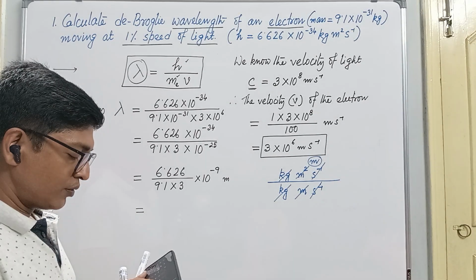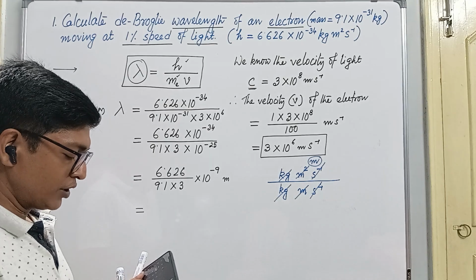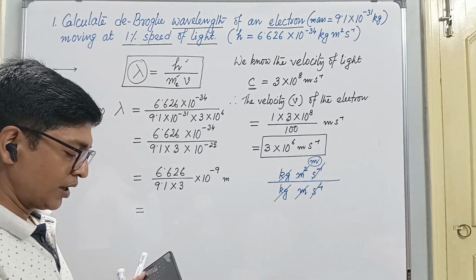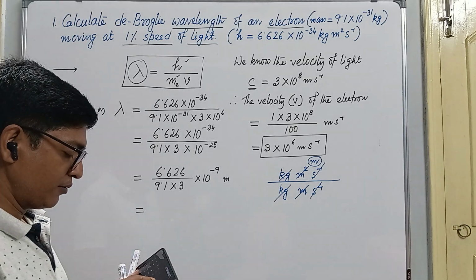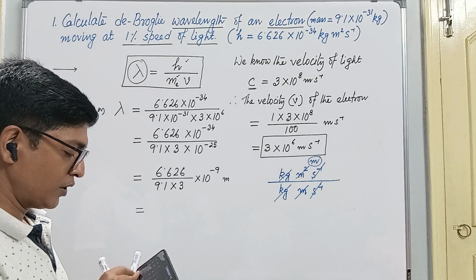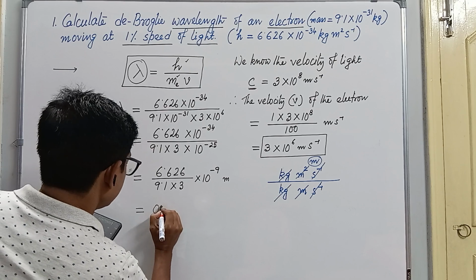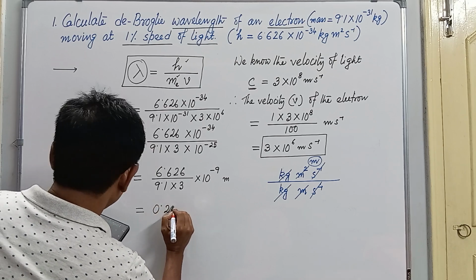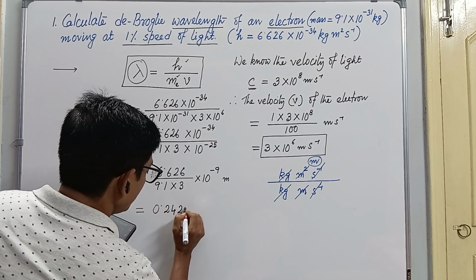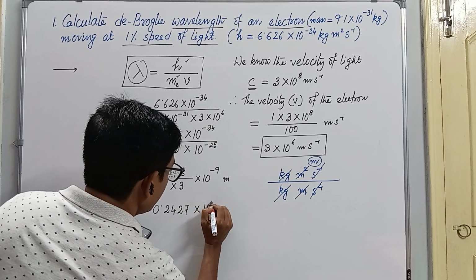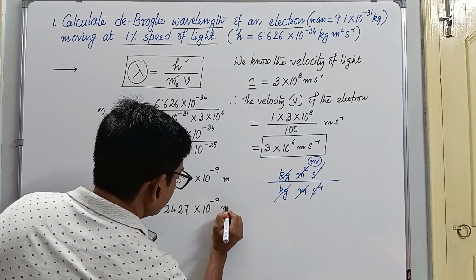So if I do this calculation, 6.626 divided by 3, which again needs to be divided by 9.1. Where is 1? Yes. So what are we going to get? We are going to get 0.2427. I am not taking more than 4 digits after the decimal. 10 to the power minus 9 meter.